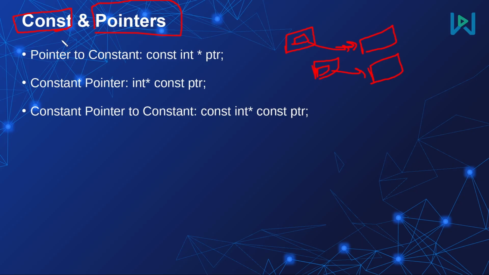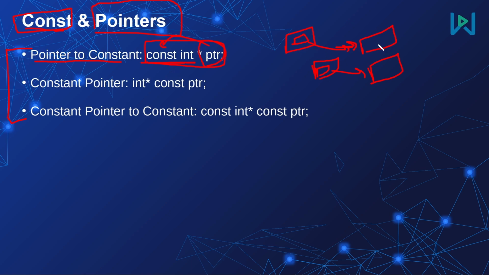Now, if we try to deploy and associate the const type qualifier with pointers, we'll end up with 3 use cases. First of all, we can have a pointer to const. And this is an example of a pointer pointing to a const integer. This means here that the pointer itself can be modified. However, the const integer variable that we are pointing to cannot be changed.